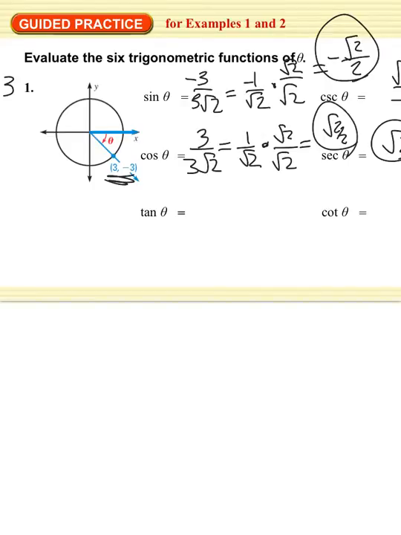Tangent is y over x. So negative 3 over 3, which is negative 1. Y over x, yep, and cotangent is the reciprocal of that, which is negative 1. Cool.